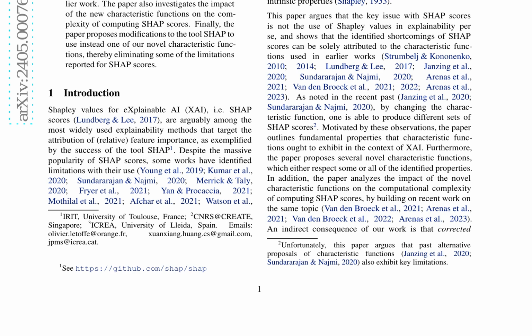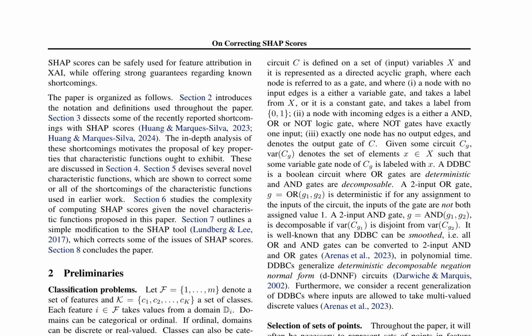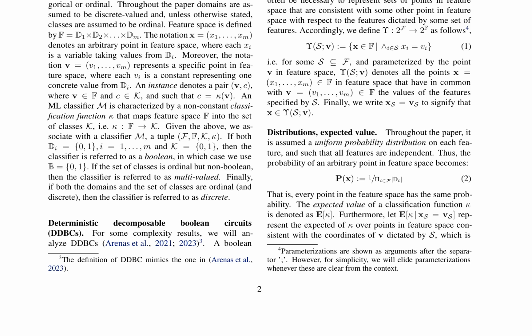A deterministic decomposable Boolean circuit, DDBC, is defined, which generalizes deterministic decomposable negation normal form, d-DNNF, circuits and allows for multivalued discrete inputs. The paper defines a function upsilon that represents sets of points in feature space consistent with some other point in feature space with respect to the features dictated by a set of features. It also assumes a uniform probability distribution on each feature, with all features being independent, and calculates the probability of an arbitrary point in feature space as p(x) = the product over i in F of 1/d_i.